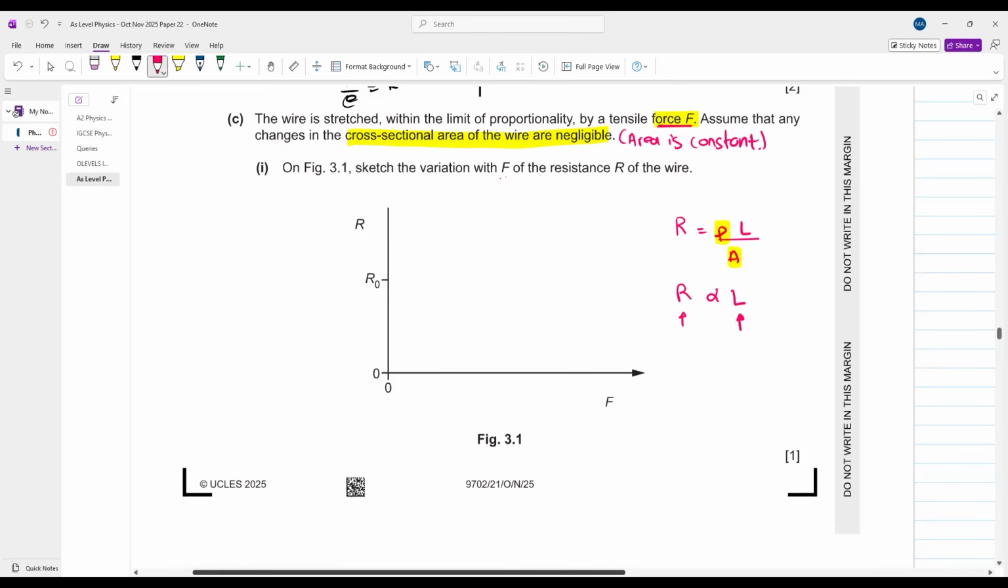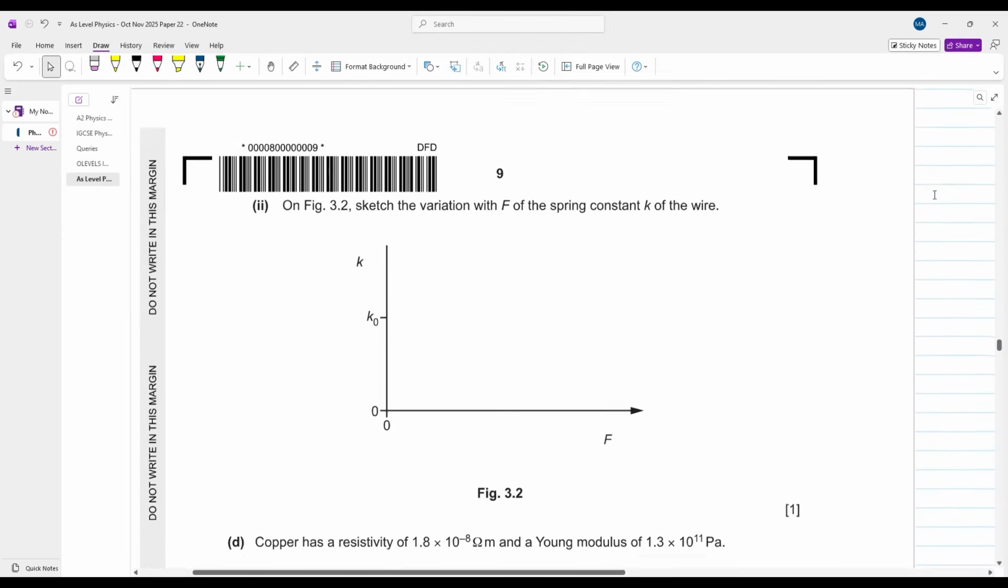If you are applying a tensile force, what will happen? Your length will increase, and because the length increases, the resistance will increase. Simple. Now here you have to be a little careful. When your force is zero, still you have a resistance of R naught. As you keep on applying the force, length increases, resistance increases. As you increase the force, the length increases, and as the length increases, the resistance increases. Simple. Let's move further ahead.